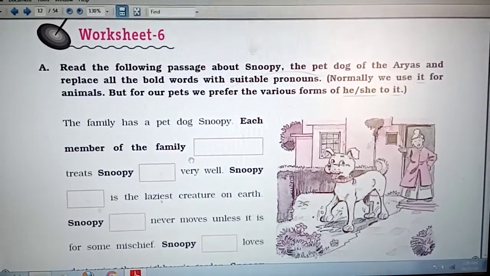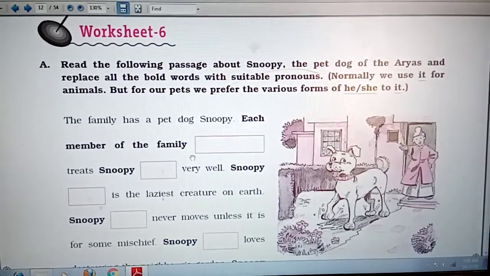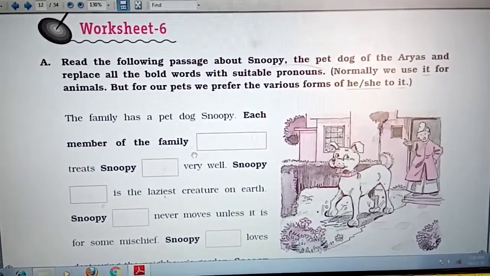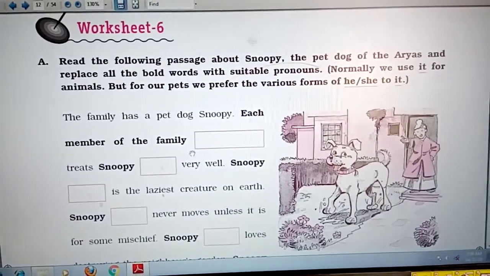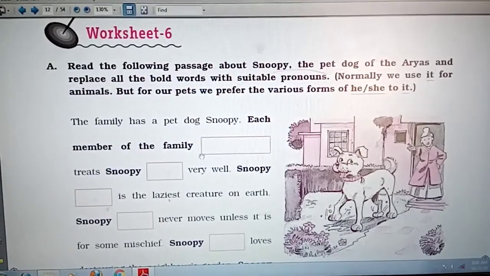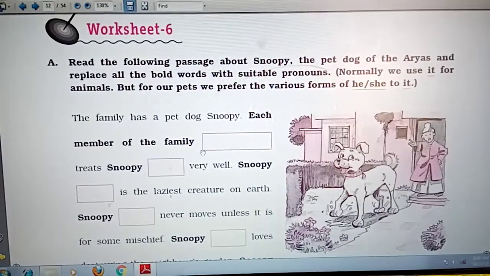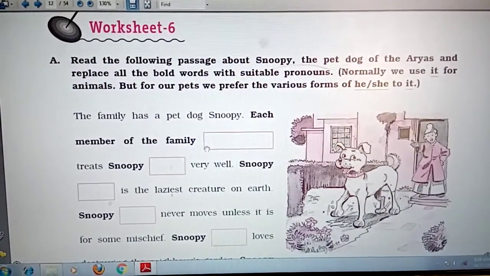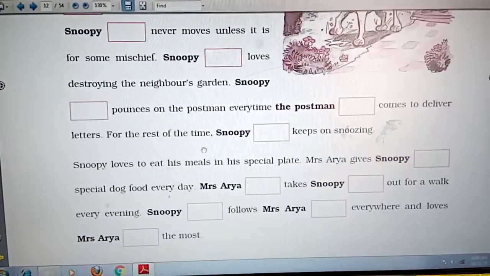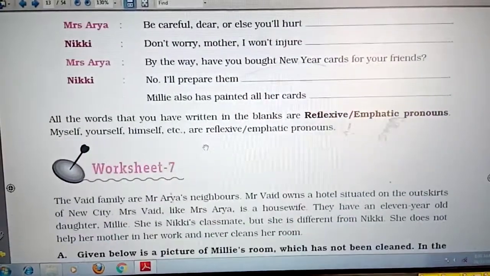In worksheet number 6, we will study about the pronoun and its kinds. What is a pronoun? How can we identify or use a pronoun in a given sentence? And how many kinds of pronoun are there? And how can we use them?